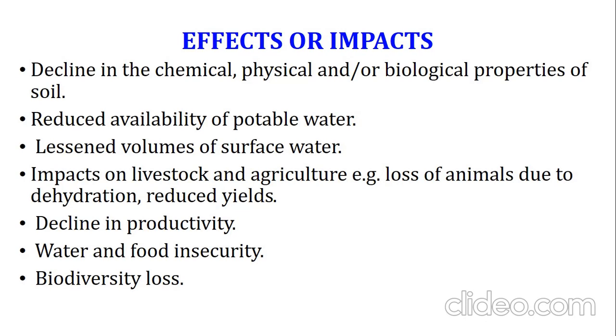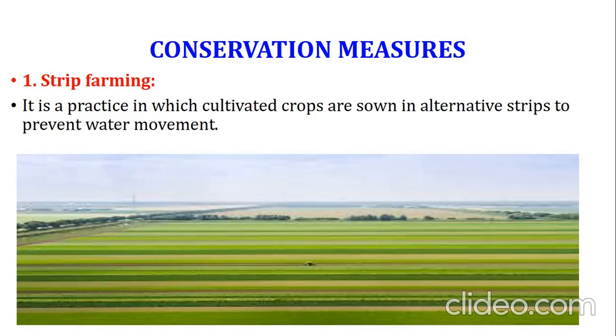Reduced availability of potable water, lessened volume of surface water, impacts on livestock and agriculture. For example, loss of animals due to dehydration and reduced yields. Decline in productivity, water and food insecurity, and the most important is the biodiversity loss.